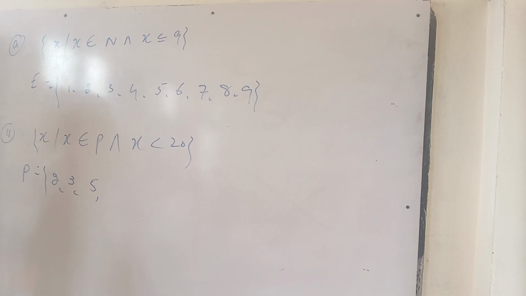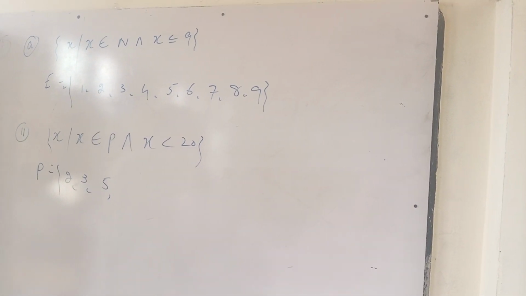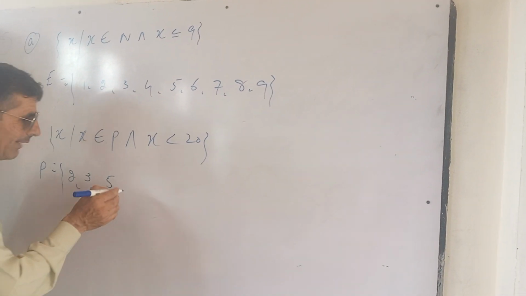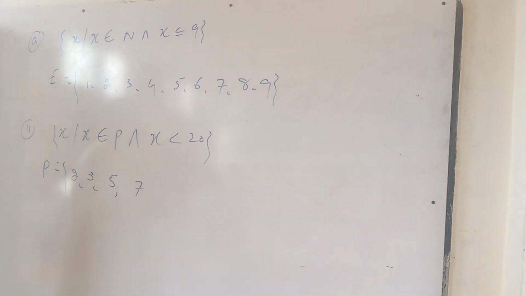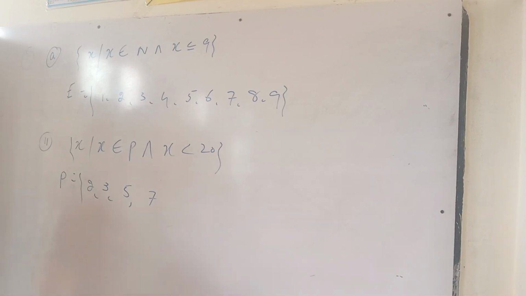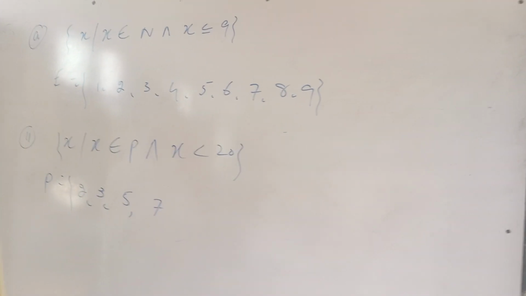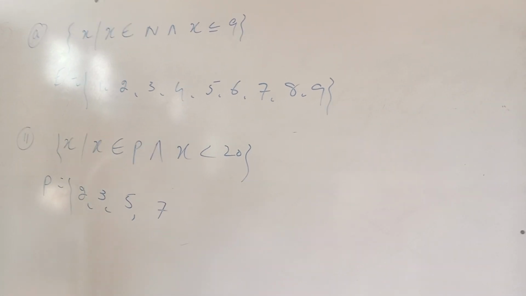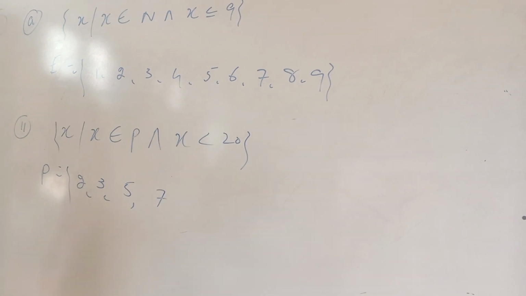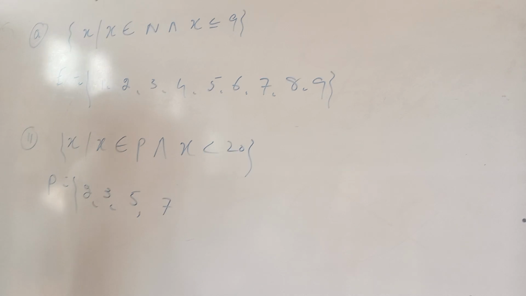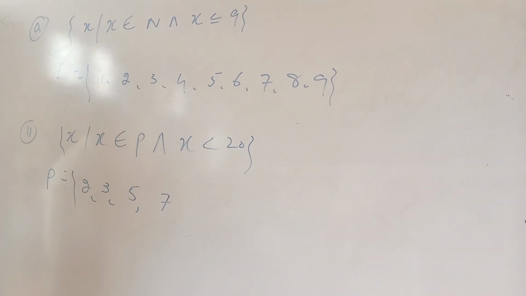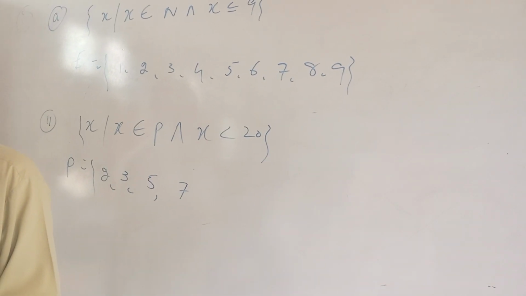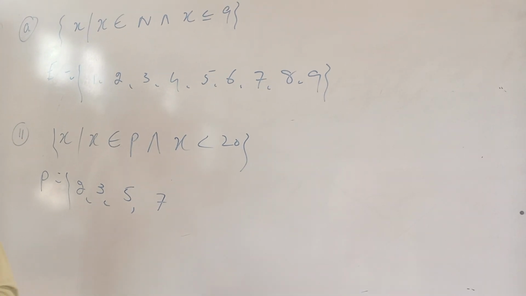6 is not prime because it is divisible by 1, by 2, by 3, and by itself. So it is not a prime number. Similarly, 7 is a prime number because it is divisible by 1 and 7 itself. 8 is not prime. 8 has more than two factors because it is divisible by 1, by 2, by 4, and by itself. It means that 8 has four factors. So 8 is not a prime number. Similarly, 9 is also not a prime number because it is divisible by 1, by 3, and by itself. 10 is also not a prime number.